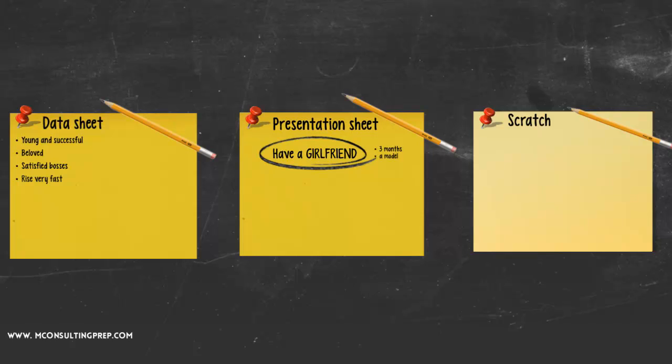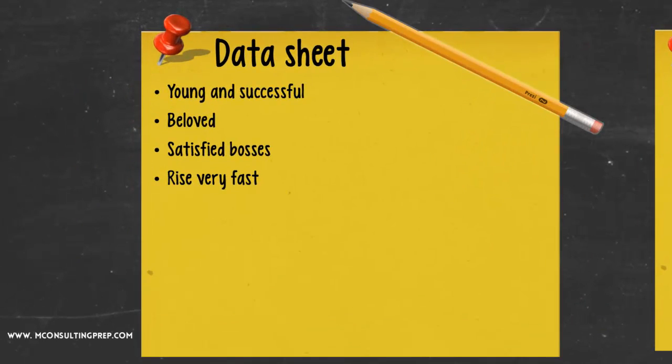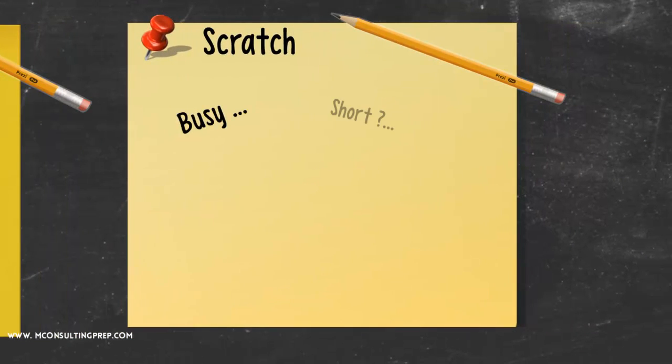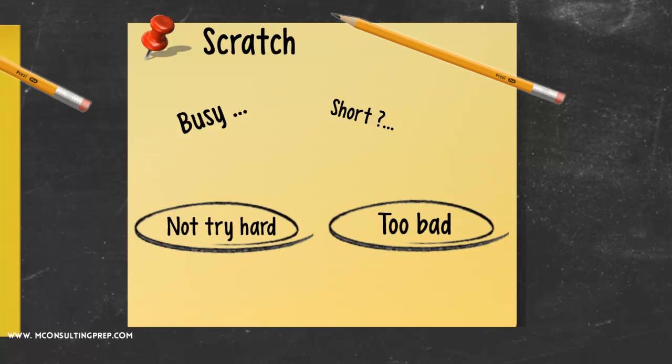Okay, what do I have here? This guy is single. His objective is to get into a relationship with a model. A real model in 3 months. Looking at this data that I have about him, all looks good. So, what could be the root cause? Is he too busy with work? Is he too short? Oh, no. I learned from M Consulting Prep to be top-down here. So maybe a top-down and McKinsey framework would be he wasn't trying hard enough, or he was just too bad to get a girlfriend.